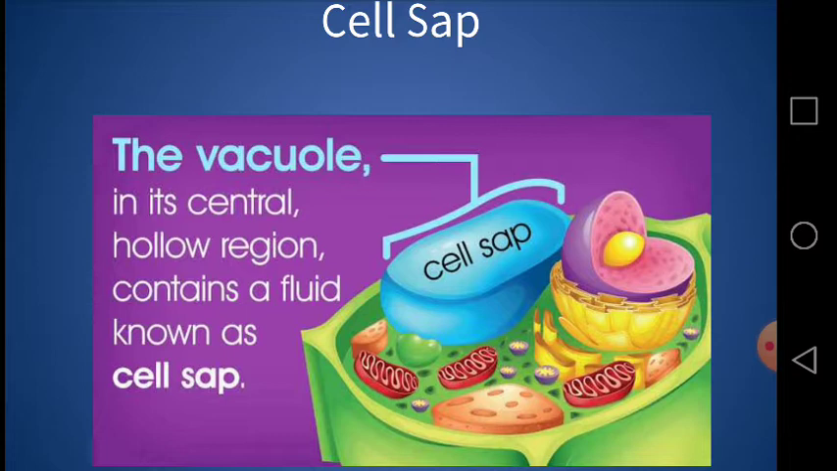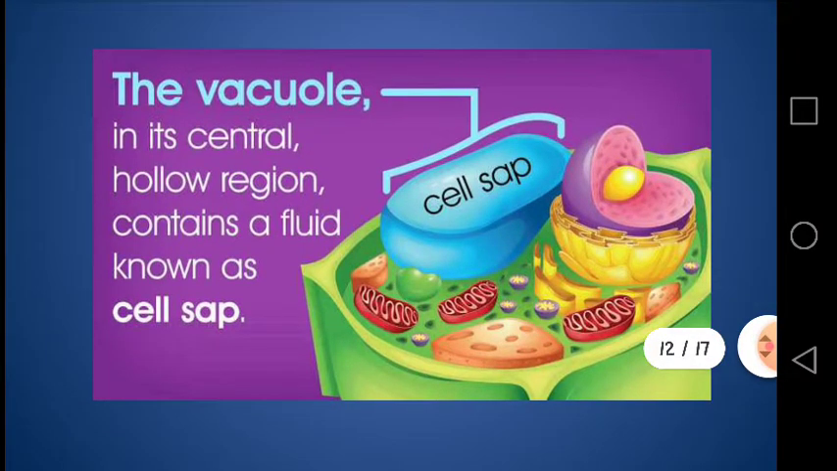Animal cells have very small vacuoles, and they are only temporary structures found in animal cells, but in plant cells this is a very prominent structure, and as I have discussed with you, it acts as a reservoir for storing water and dissolved substances.